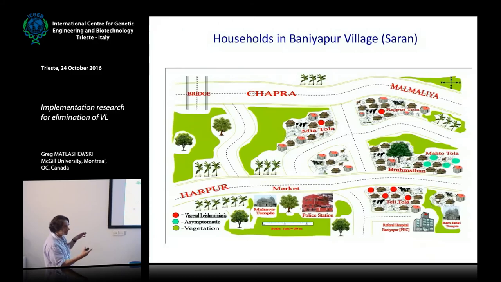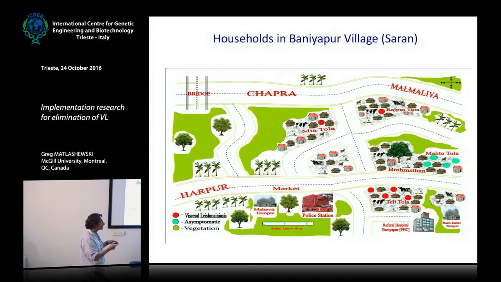And then we draw maps, or we try to get an idea of maps of where the disease is. In this part of the village, red means there are visceral leishmaniasis cases. So this is an area of visceral leishmaniasis cases. In this part of the village, green, there were people with asymptomatic infection. So they were RK39 positive, but everybody was healthy here. And then we had some parts of the village which were negative. There were no cases. And then we had some which were PKDL.